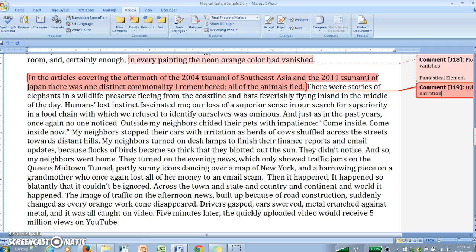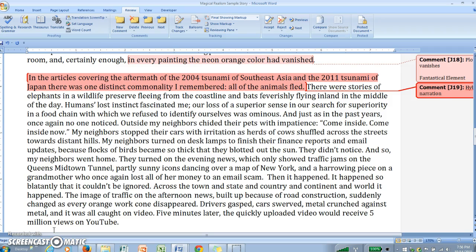"Outside, my neighbors chided their pets with impatience. Come inside now. My neighbors stopped their cars with irritation as herds of cows shuffled across the streets toward distant hills. My neighbors turned on desk lamps to finish their finance reports and email updates, because flocks of birds became so thick that they blotted out the sun. They didn't notice, and so my neighbors went home. They turned on the evening news, which only showed traffic jams on Queens Midtown Tunnel, partly sunny icons dancing over a map of New York, and a harrowing piece on a grandmother who once again lost all of her money to an email scam. Then it happened."